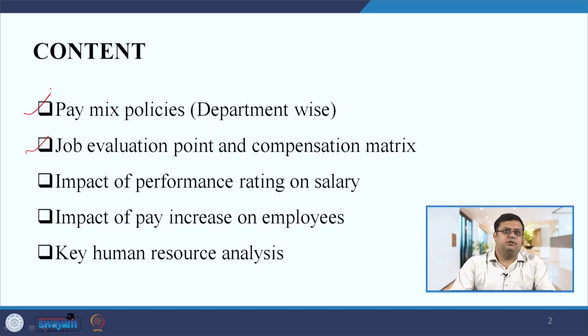Sometimes you may see that the job position is the same: assistant general manager marketing, assistant general manager HR, assistant general manager operations. All are assistant general managers, but you may see a difference in their compensation, because the worth of the job differs from one job to another in the organization. So, how do we calculate that worth?